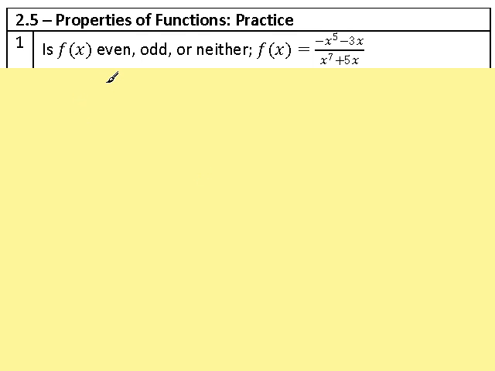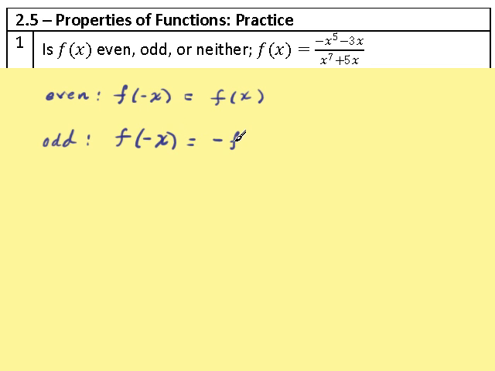In number one, we're asking if f of x is even, odd, or neither. So let's remember that f of x is even if we replace x with minus x and we get the same function back. And the condition for odd is replace x with minus x and we get minus f of x.